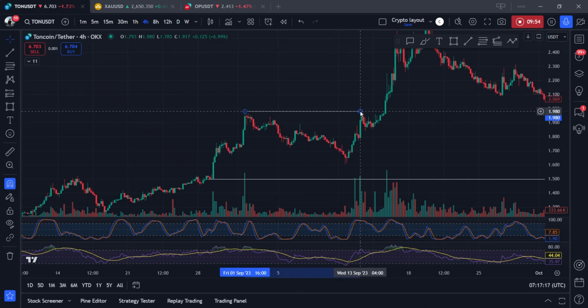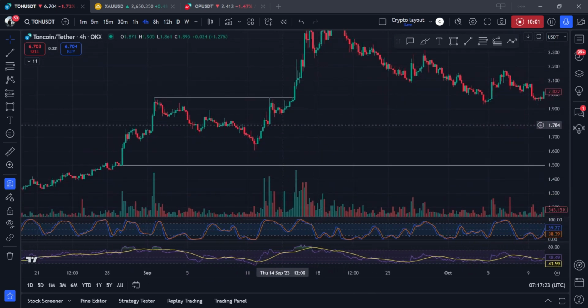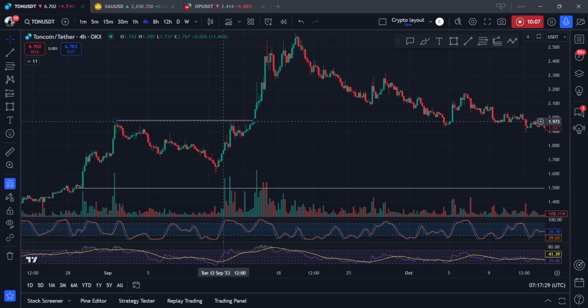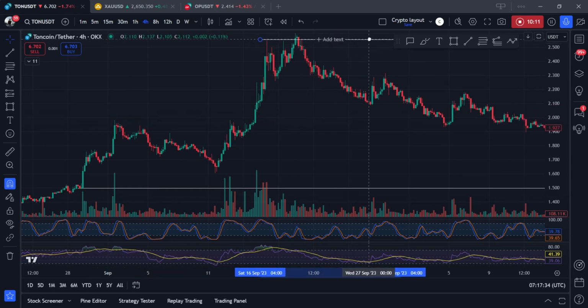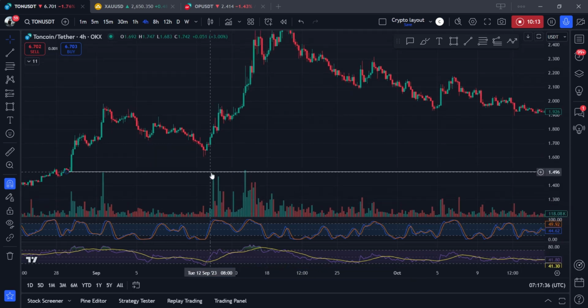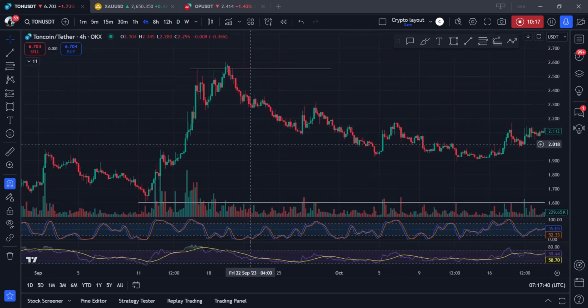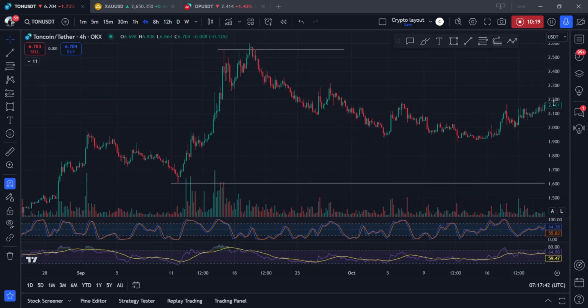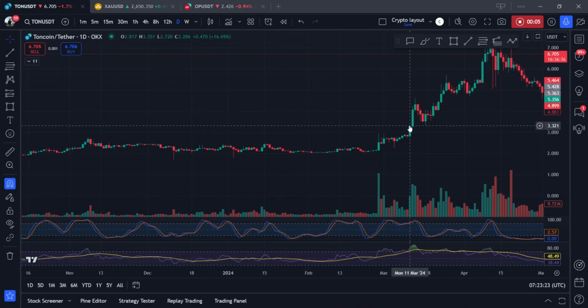But look what happens now. The price breaks this structure again. And now, tell me, where do we find the low of the structure? So this is the top, because that's where the price went, and this is the new low. Okay, I hope you guys understood the concept of market structure.